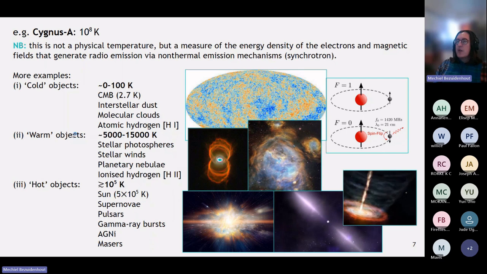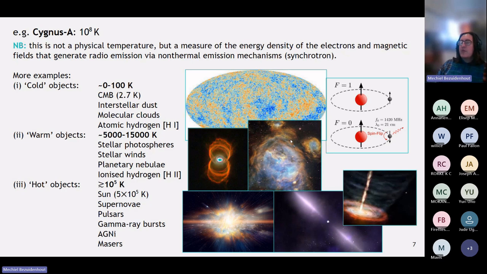There you start talking about stellar photospheres and winds and planetary nebulae, and also ionized hydrogen, so H2 regions. And then going up above 100,000 Kelvin, you start talking about hot objects, including the sun, which is at about 500,000 Kelvin. But you could also get supernovae, pulsars, gamma ray bursts, active galactic nuclei, and masers. So if I can be so biased, all the cool stuff is happening in the hot regime.